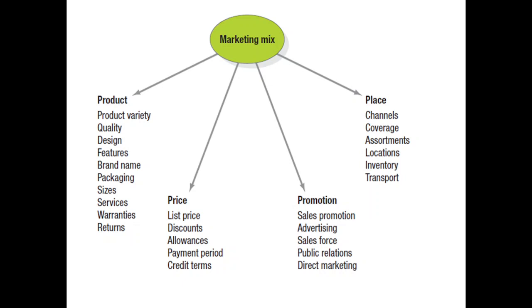Under price, we'll look at list price and discounts. There are different pricing strategies which we will learn in one of the chapters, which will talk extensively about price. Then promotion and different promotional strategies, advertising, public relations, direct marketing. Place, or distribution, covers your different channels, coverage, assortments, locations, inventory, and transport. These are the core 4 P's which would be part of your entire marketing management study.